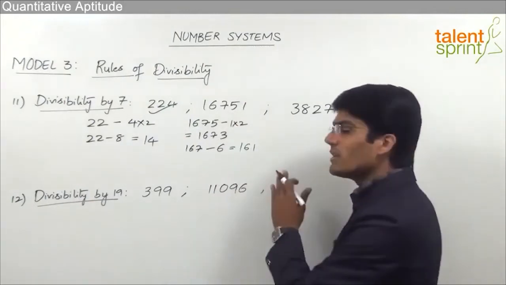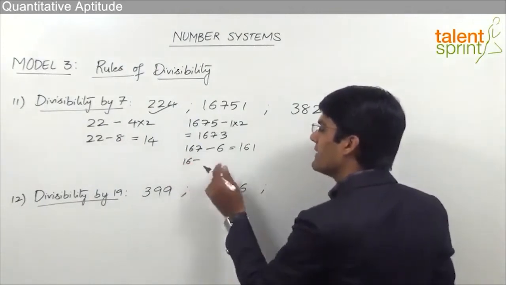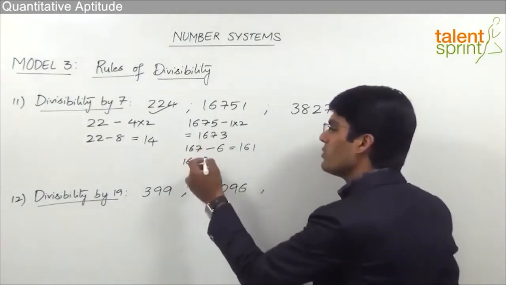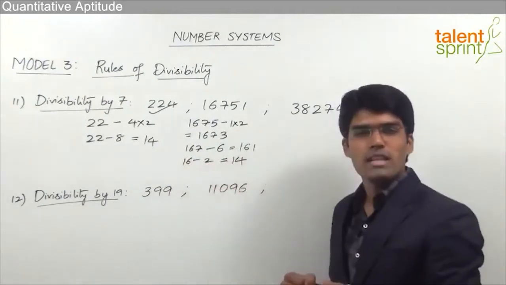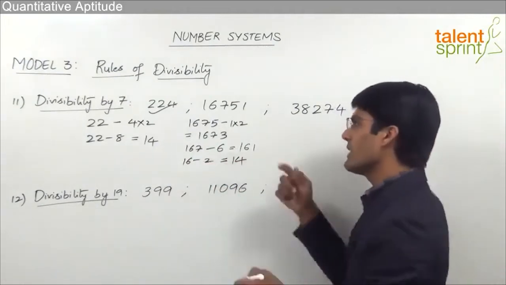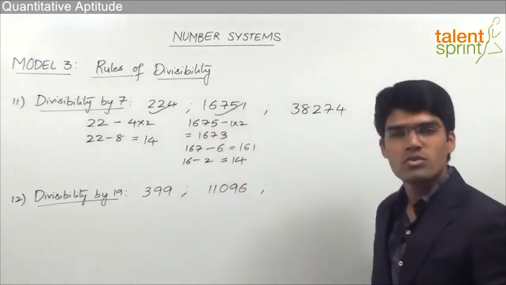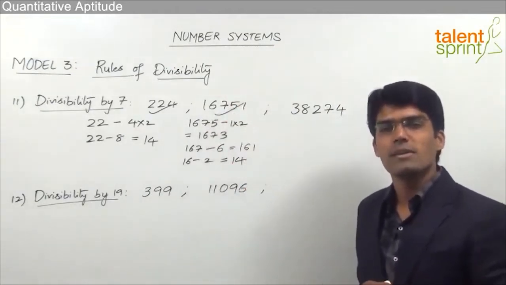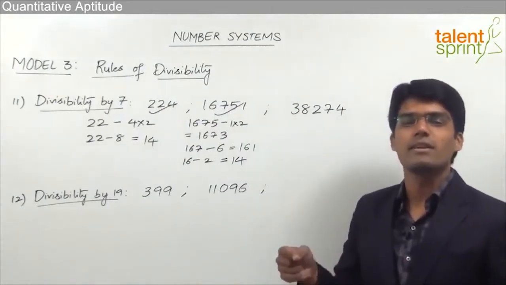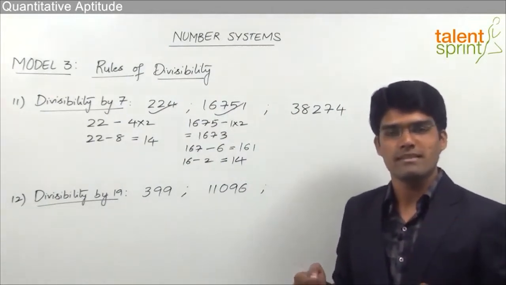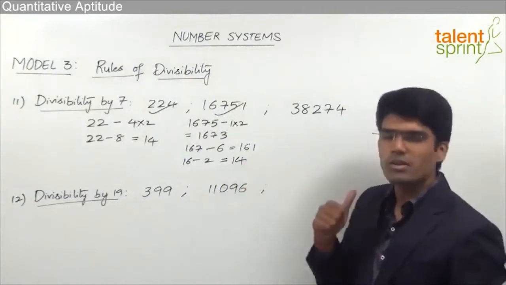So again, by separating the units place, we get 16 minus, this units place should be multiplied with 2. 1 into 2 is 2. 16 minus 2 is 14. Now we know that 14 is divisible by 7. So we can say that 16751 is also divisible by 7. So that's how it is. Always in each step, separate the units place, multiply with 2 and subtract from the remaining part of the answer. This has to be continued till we get a 2-digit number.